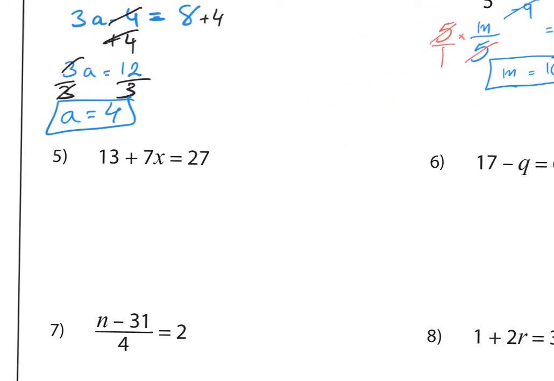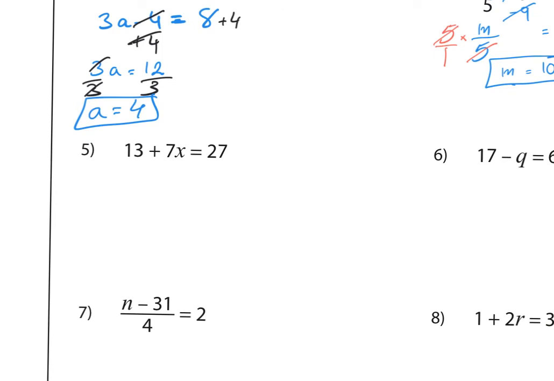We got number 5: 13 plus 7x equals 27. Again, we get 13 and 7x. Now, some people may ask me, why don't we just get rid of 7 first? And that's gonna create more problems. Try it. Let's divide by 7 here.